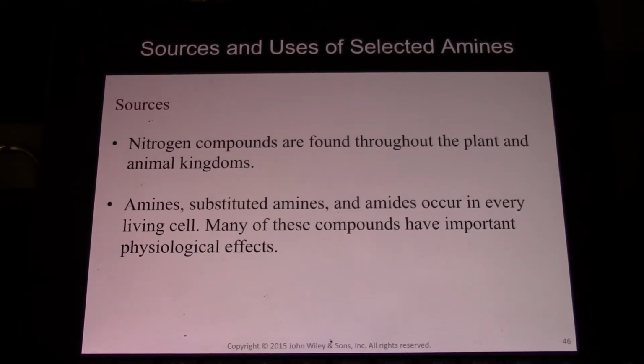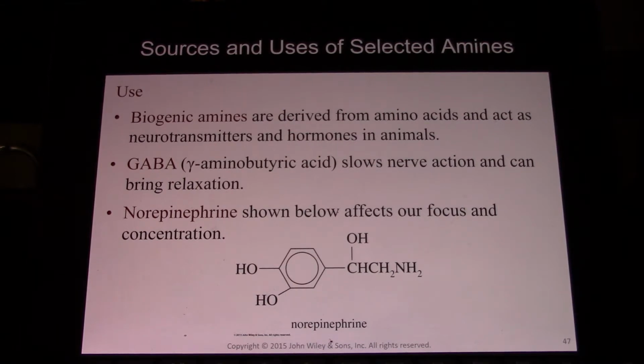Nitrogen compounds are found throughout the plant and animal kingdoms, and they're called alkaloids in plants. They have many, many biological effects, and so a lot of times they're looked for as lead compounds for pharmaceuticals because they're so biologically active. Biogenic amines are derived from amino acids and act as neurotransmitters and hormones in animals.